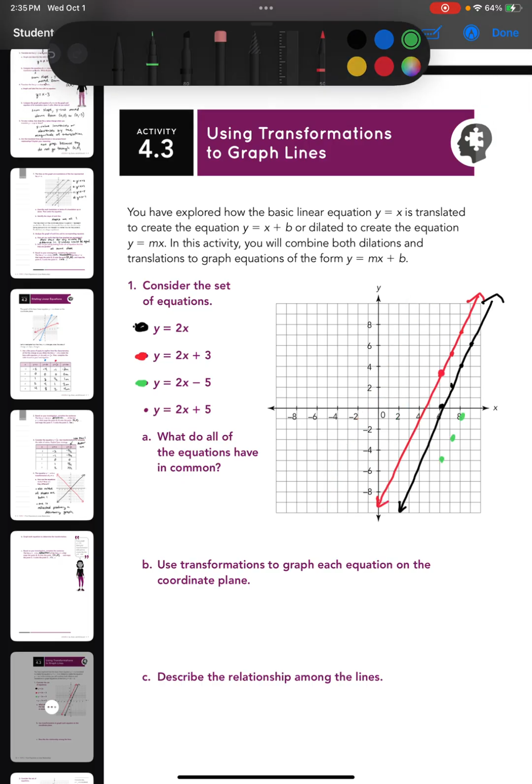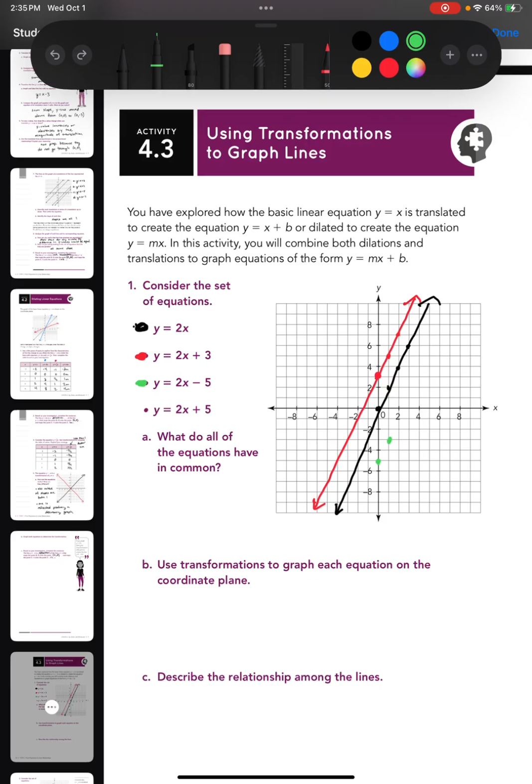Oh, all my graphs move. There we go. And we get this line. I could draw it straighter, it'd be a little better. And then the fourth one, y-intercept of 5, still slope of 2, up 2, right 1. So pretty close to that red line, but it's still the same slope, you'll notice. So we've got a bunch of parallel lines here.